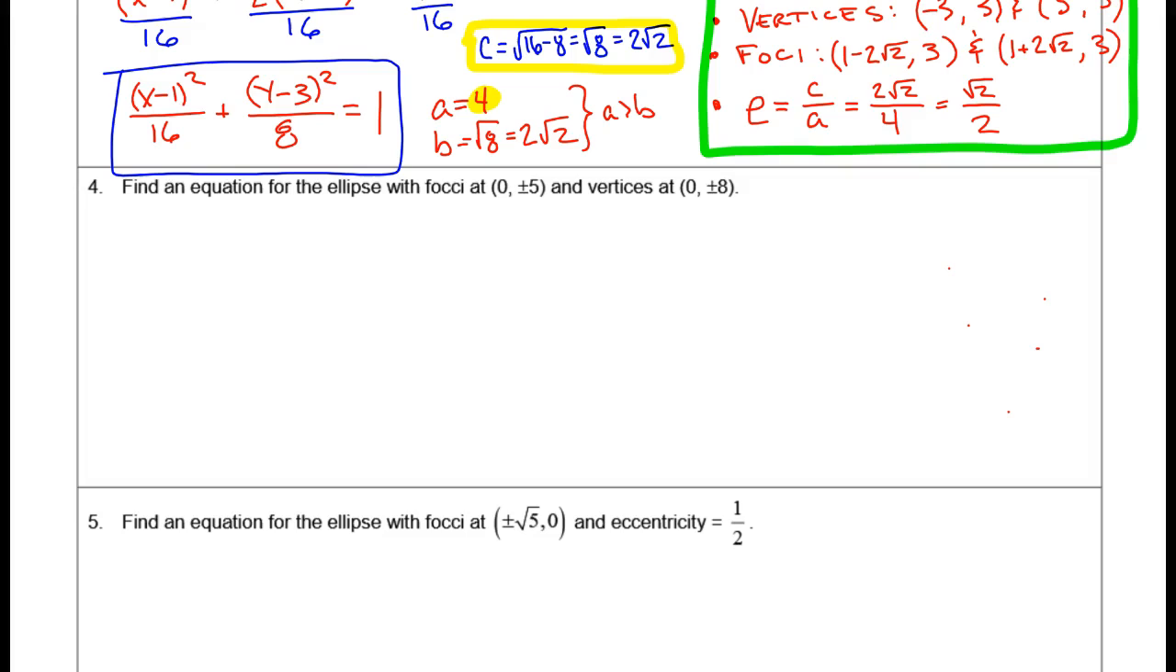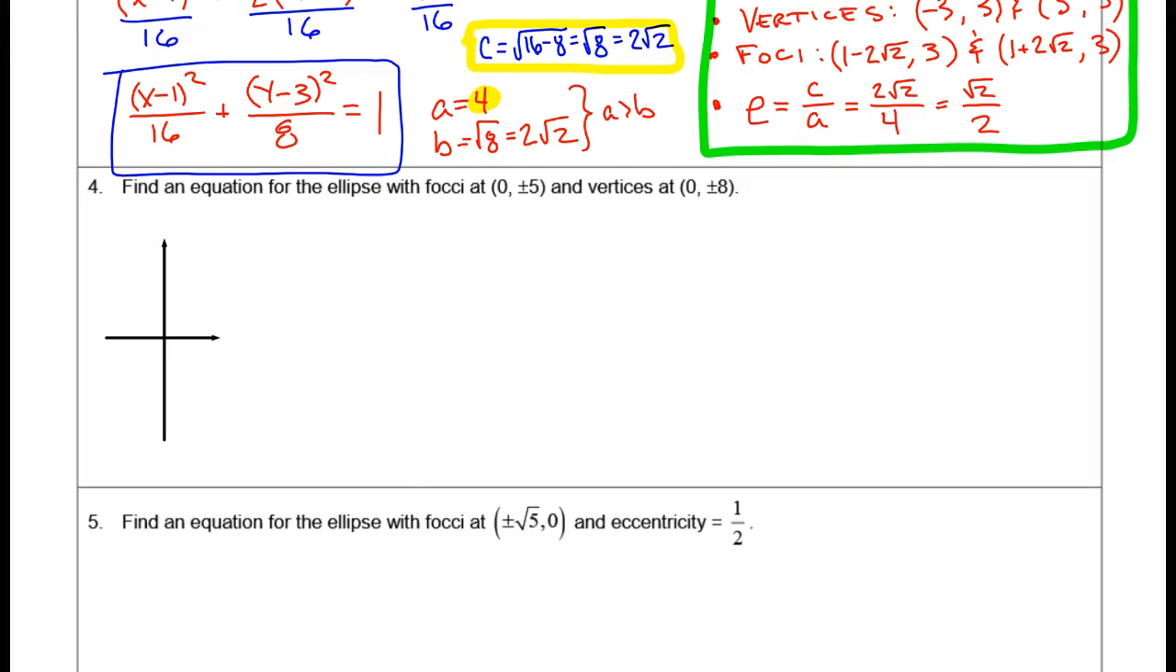Number 4, find an equation for the ellipse with foci at 0, comma, plus or minus 5, and vertices at 0, comma, plus or minus 8. So for this problem, might make sense just to do a quick sketch. So let's see what's going on here. I'm going to quickly sketch an x and y axes. And let's go ahead and mark some points on this graph.